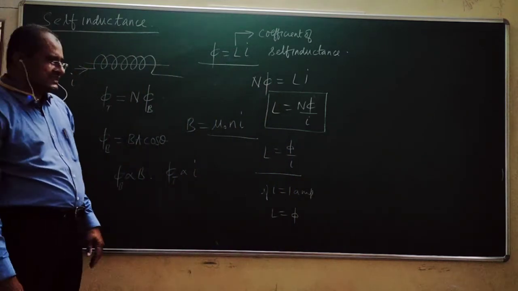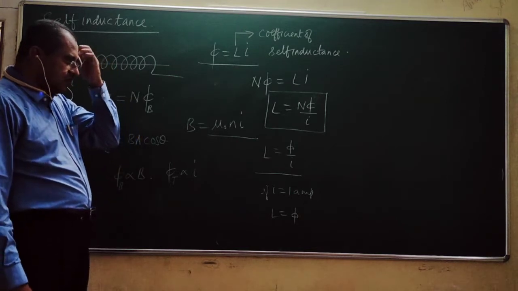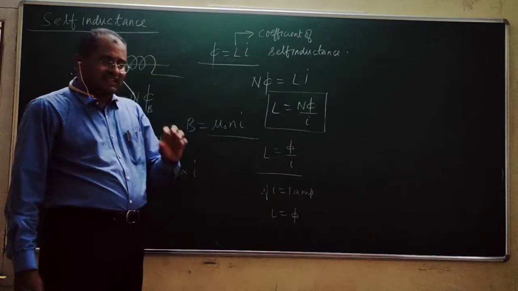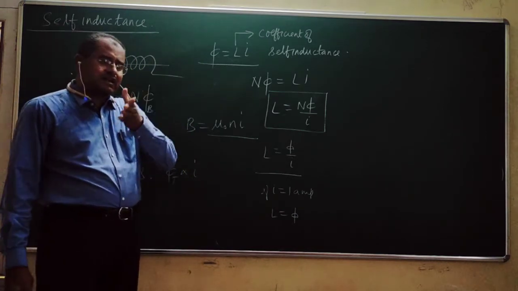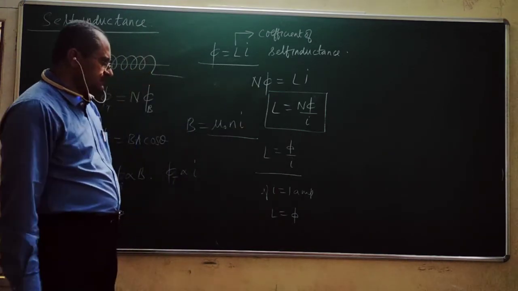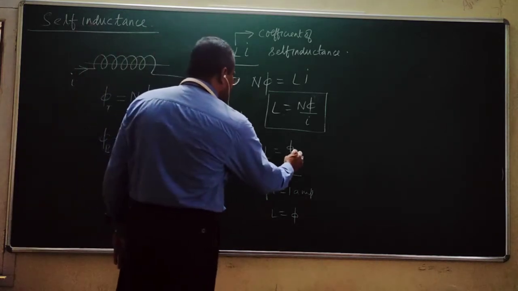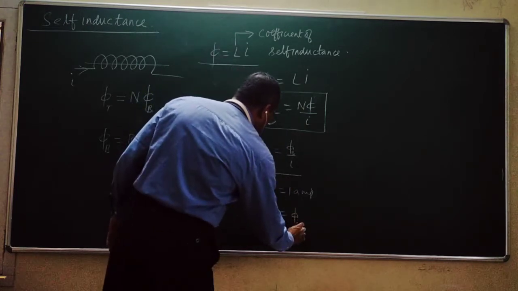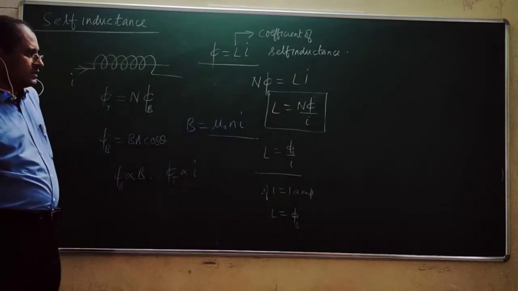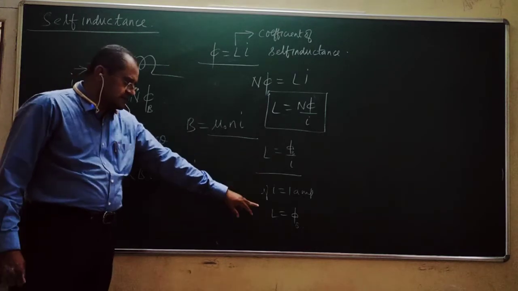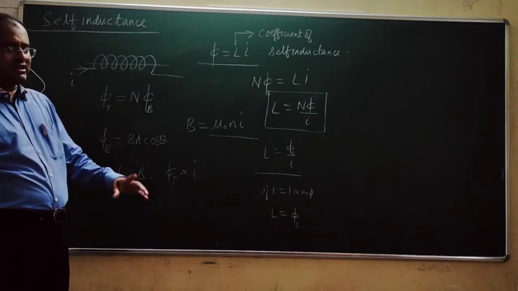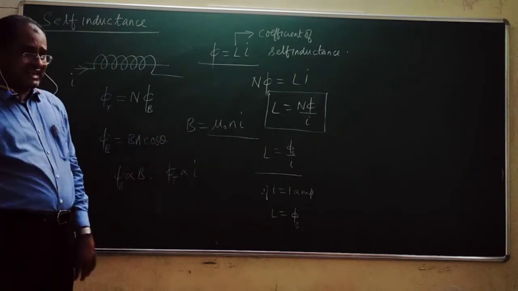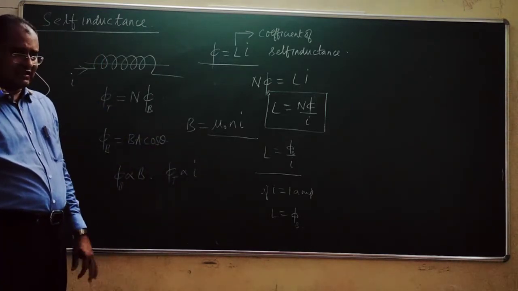Coefficient of self-inductance of a coil is numerically equal to the magnetic flux linked with the coil when unit current flows to the coil. I repeat, this is magnetic flux again.